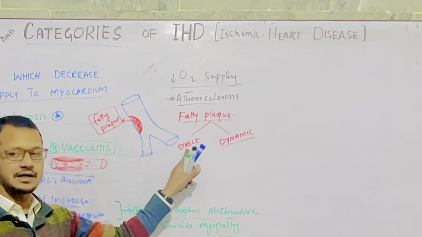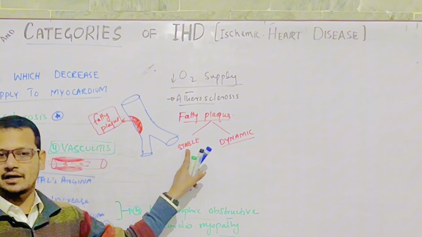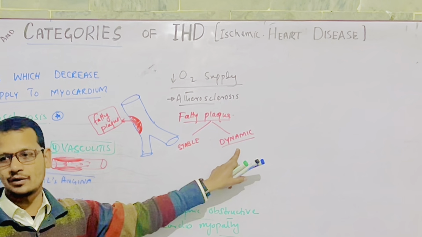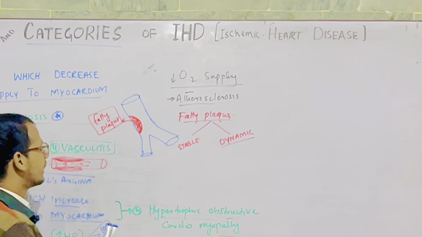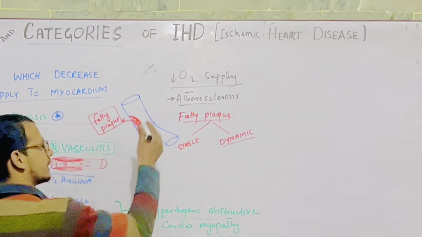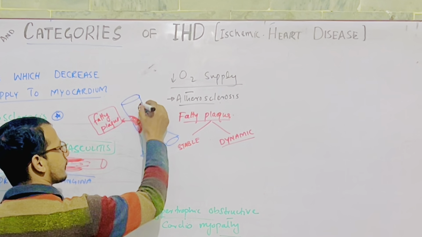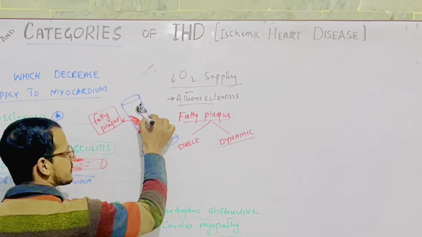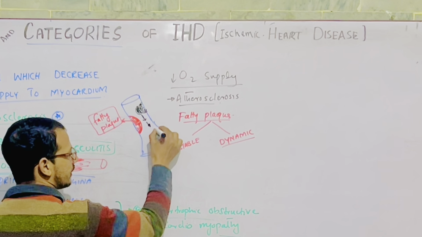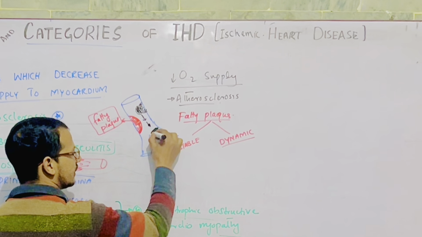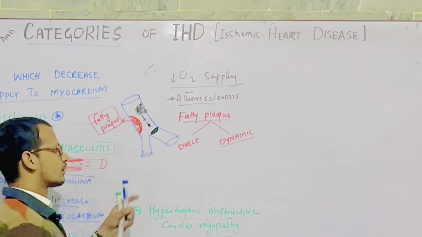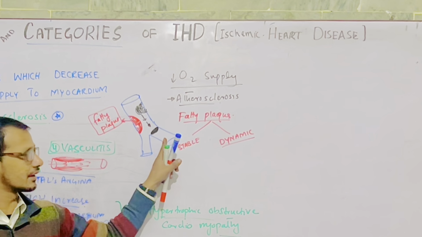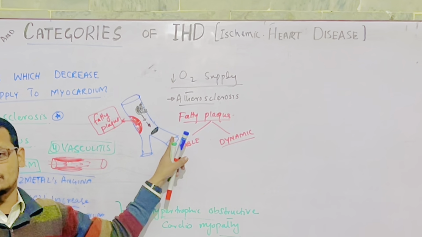This means one is stable or fixed on one side, but the other can travel in coronary arteries. For example, this one is stable and this one is not stable. For example, this dynamic fatty plaque travels in the coronary artery and blocks a branch of the coronary artery. It will fully block the oxygen supply or blood supply to the myocardium.